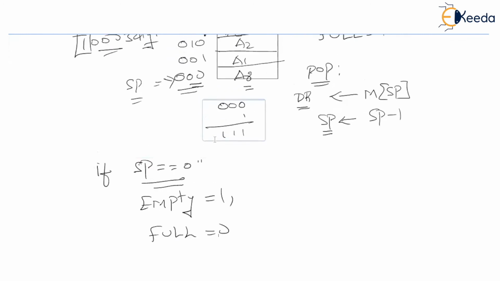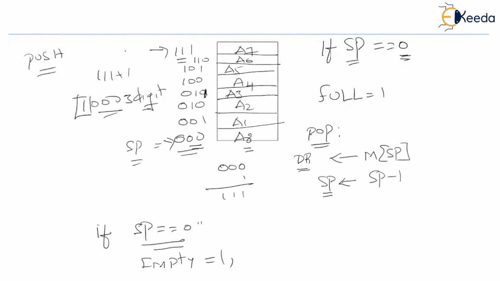Now, here in this case, 000 minus 1 is equal to 111. SP is at 111 right now. As SP is not equal to 0, this if condition fails. I want to perform one more pop operation. That is, from the memory of the stack pointer, the contents will get transferred to the data register. That is, from the memory of 111, the 7th element will get transferred to the data register.